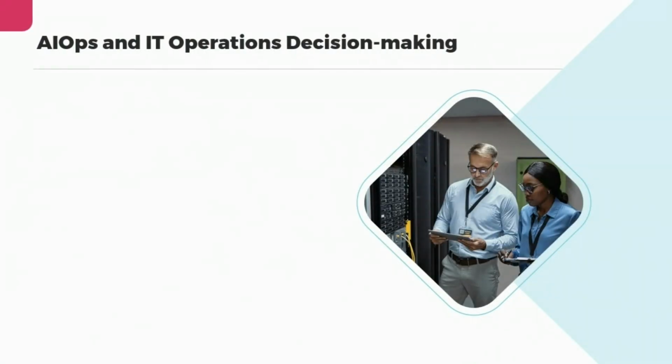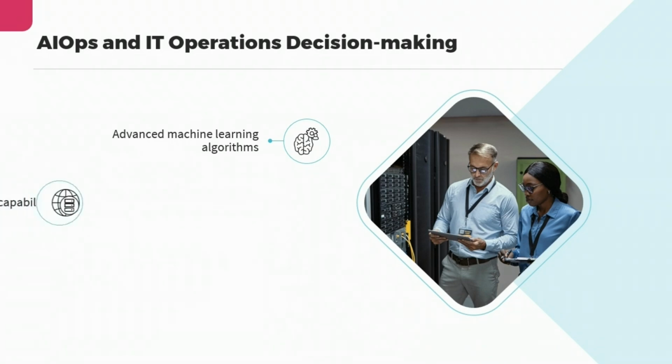AI ops transforms IT operations decision making by leveraging advanced machine learning algorithms, big data capabilities, and automation tools to streamline processes and enhance efficiency. AI ops incorporates sophisticated machine learning algorithms that analyze vast amounts of data to identify patterns, anomalies, and trends, enabling more informed decision making and proactive problem solving in IT operations.